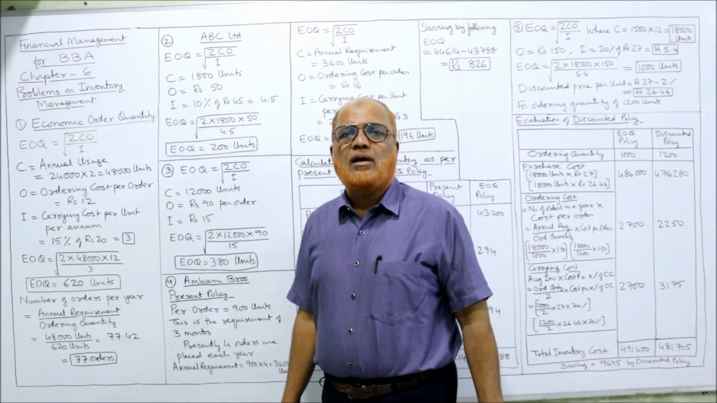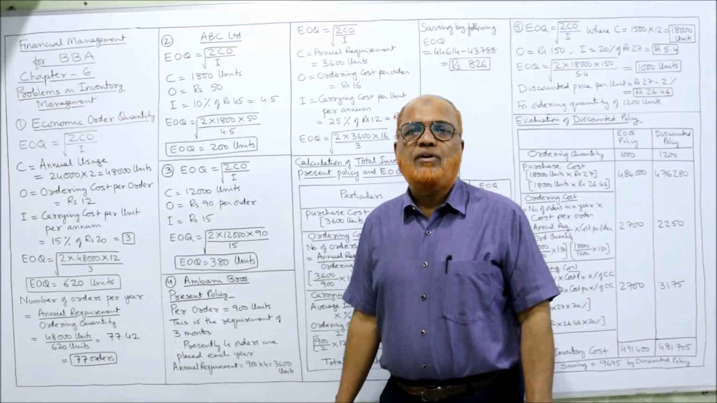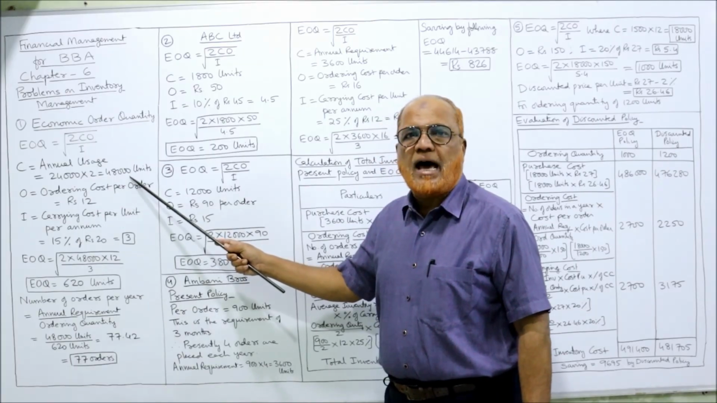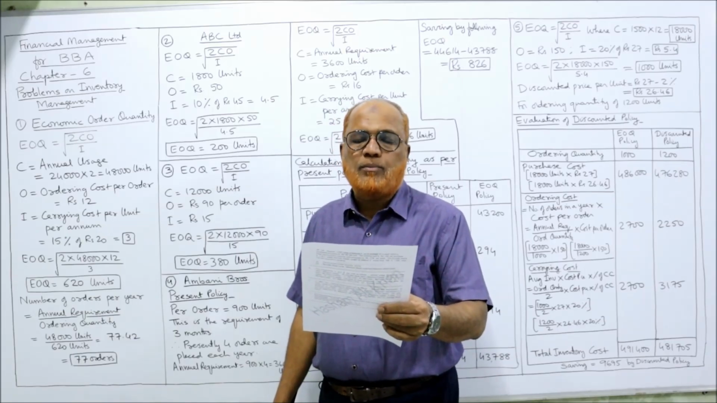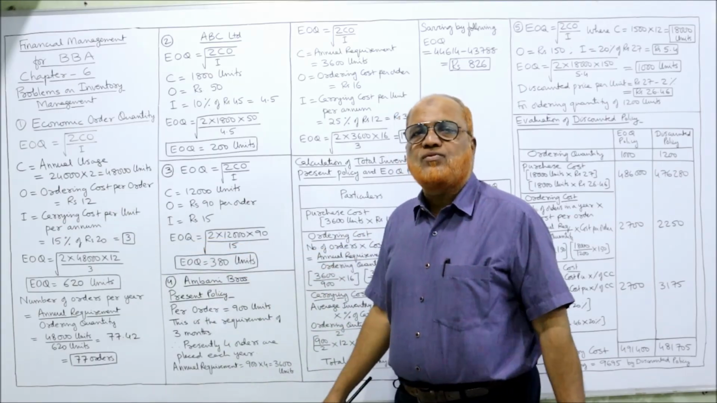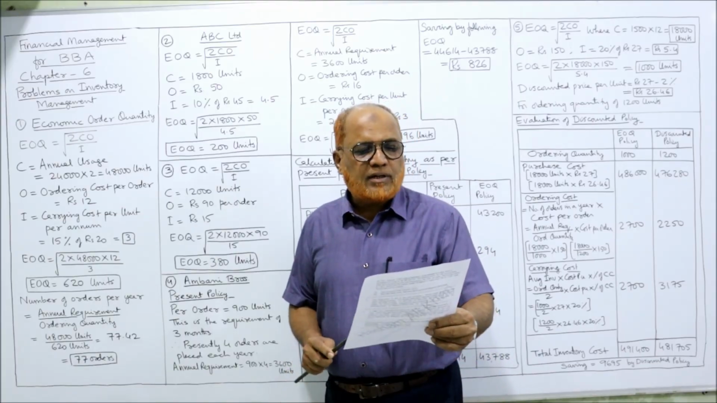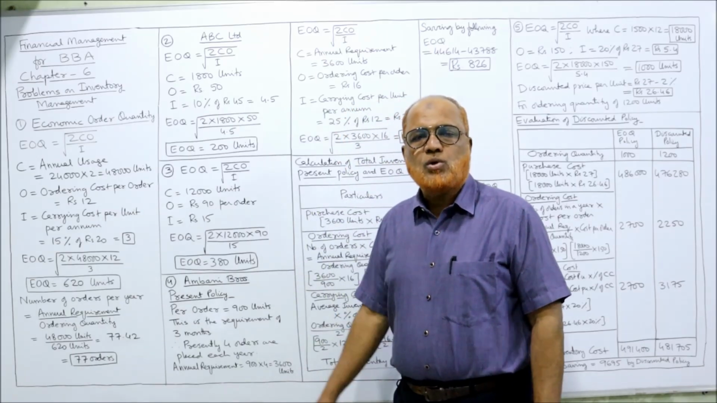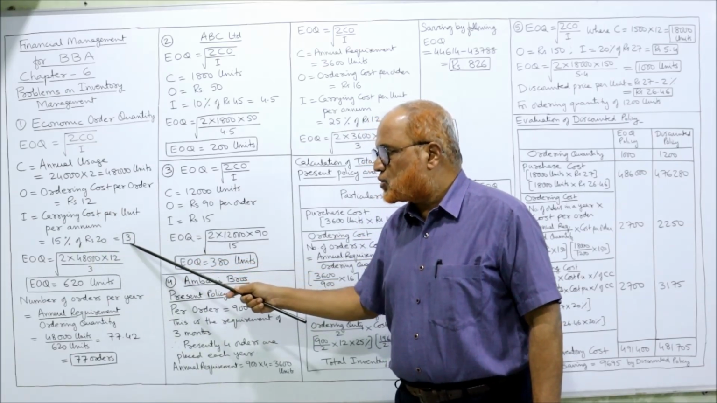C stands for annual consumption. In the problem, 24,000 units is semi-annual, but we need annual. So 24,000 into 2, you will get 48,000 units, the annual usage. O is the ordering cost per order, given in the problem, 12 rupees. Then I stands for carrying cost per unit per annum. Here per unit is 20 rupees and the carrying percentage is 15%. So 15% of 20 rupees comes to 3 rupees.